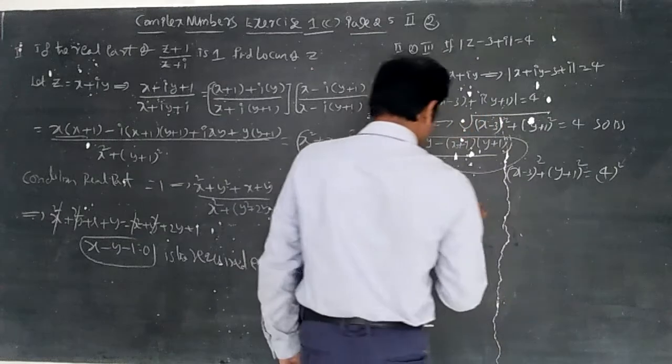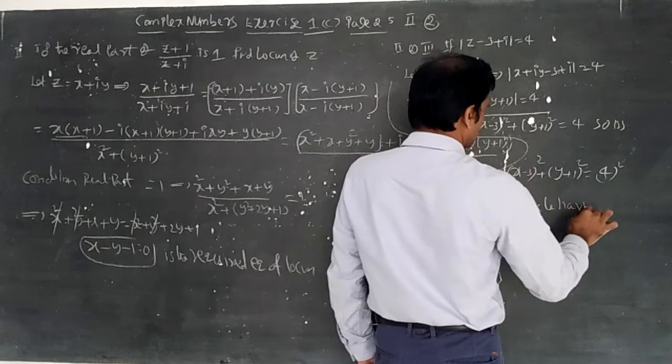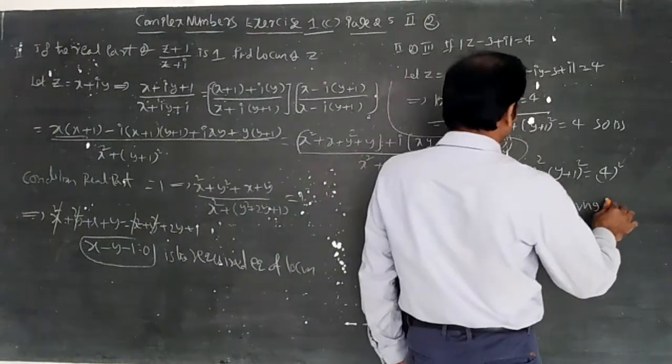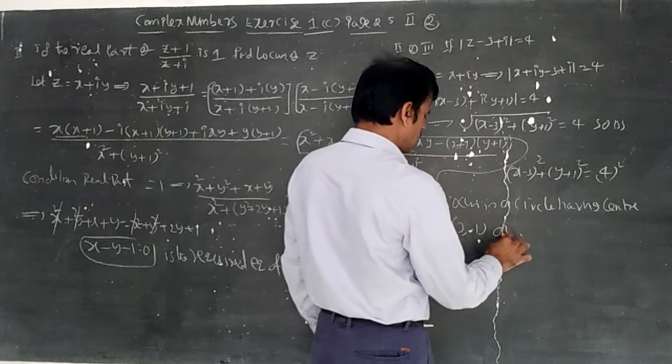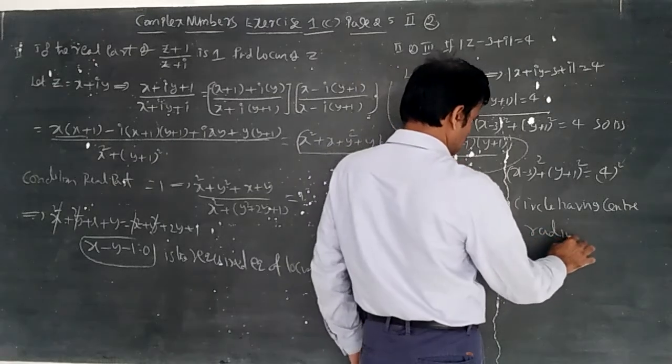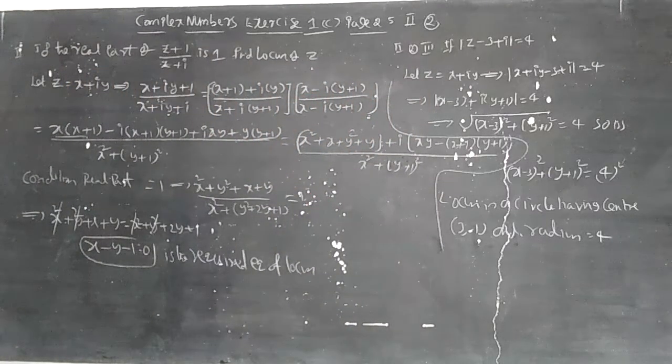Locus is a circle. This locus is a circle having center (3, minus 1) and radius 4. x square plus y square minus 6x plus 2y minus 6.